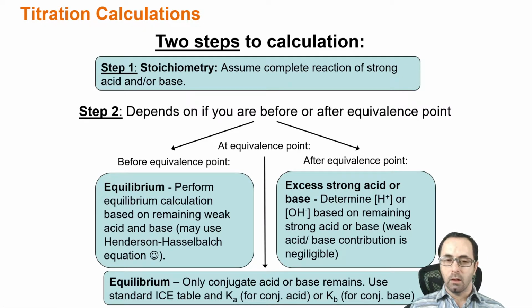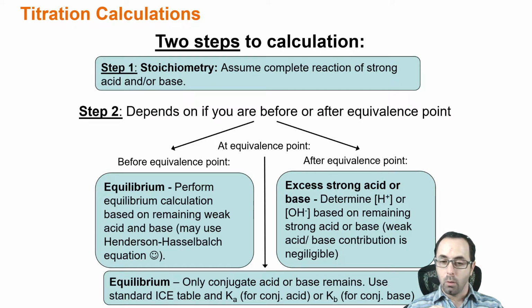So just like we saw when we were dealing with the buffers, when we deal with a titration, there's always going to be 2 steps to the calculation. The first step is going to be a stoichiometry step, where we assume that the strong acid or strong base reacts till it's all gone. Or if the other component runs out first, then there will just be excess acid or base left in the solution.